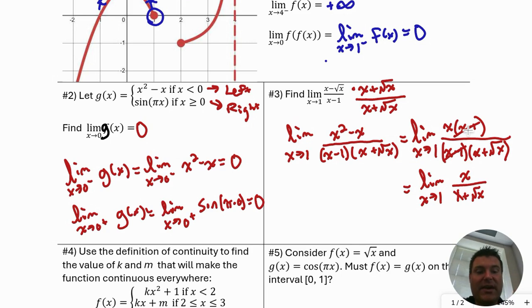I can plug in a 1 right now, and I'm going to get 1 over 2. Perfect. I'm not in the form of 0 over 0 anymore.